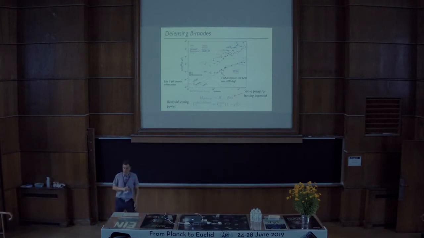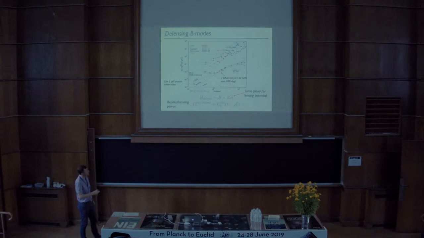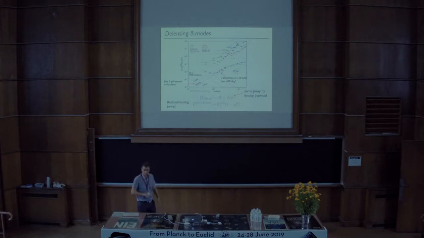How well this works depends on how correlated your estimate of the lensing potential is to the true lensing potential. If that correlation coefficient is rho_L, then the residual power after delensing depends on 1 minus the correlation squared. So what we want to do is get this correlation close to 1, and then we'll get rid of lots of lensing power.